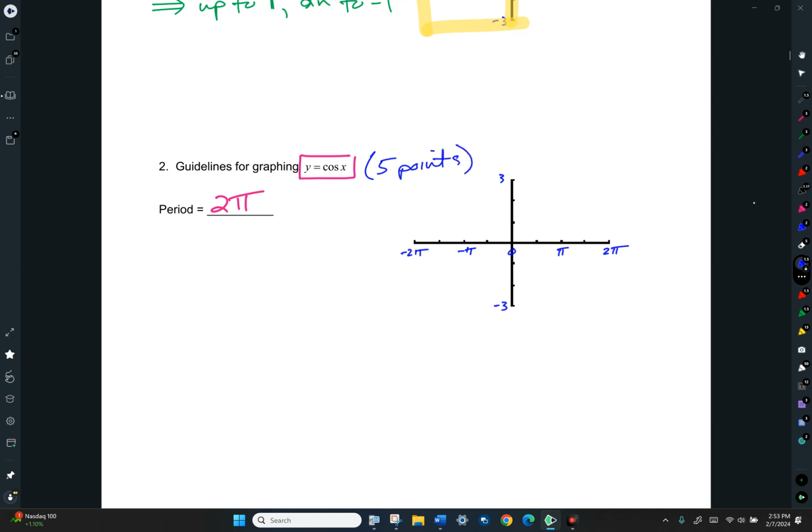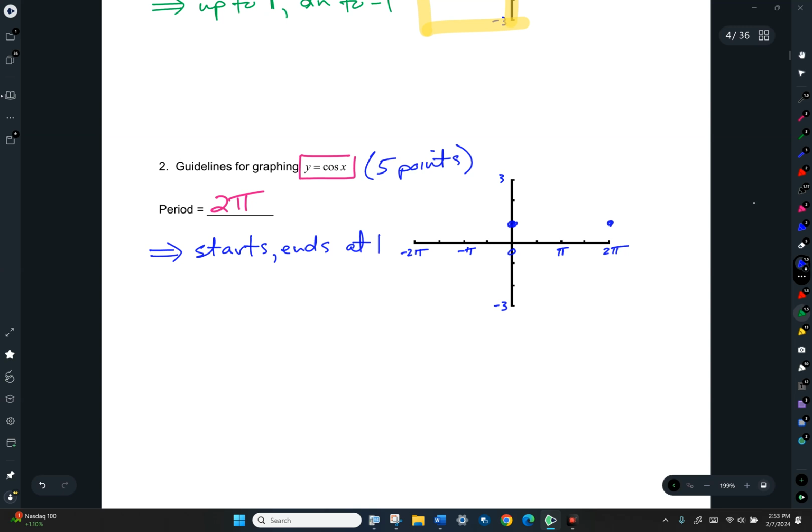Okay, and so this is the way we're going to think about cosine. Remember, for cosine, it starts and ends at 1. So if I'm only looking from 0 to 2 pi, it starts at 1 and it ends at 1, meaning the y value is 1.